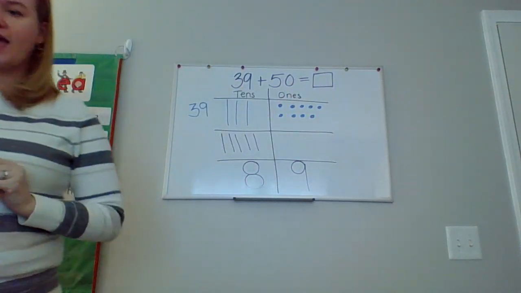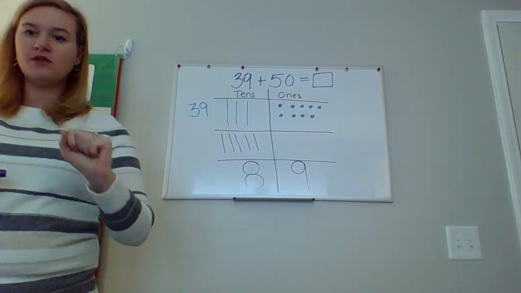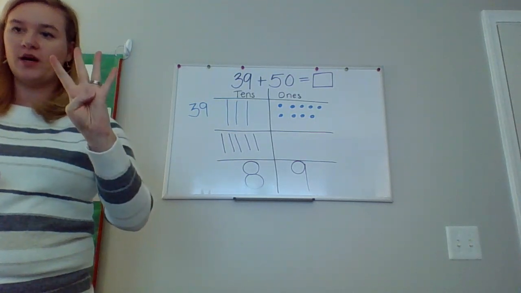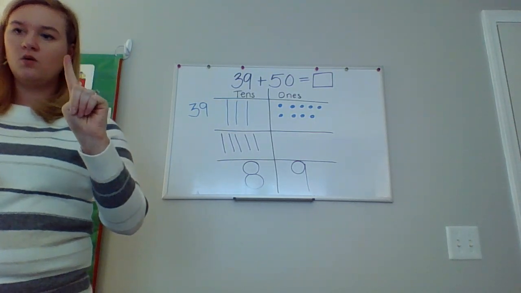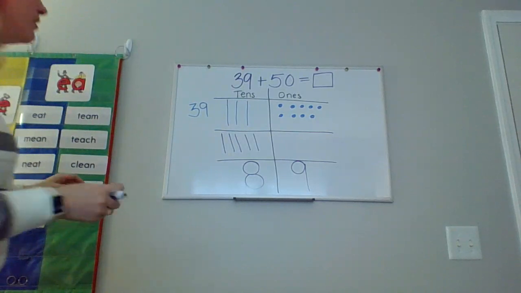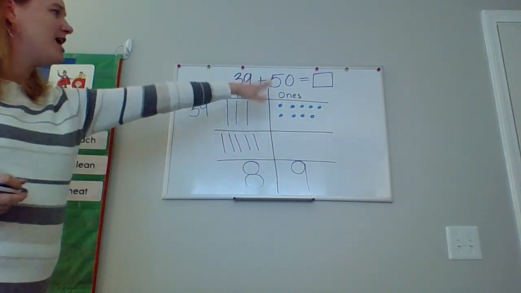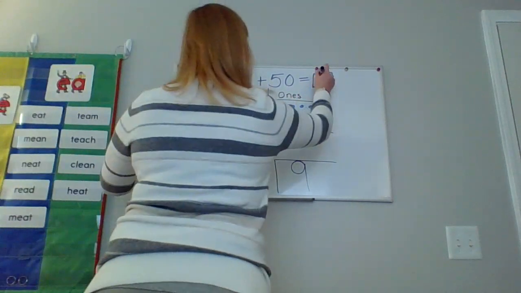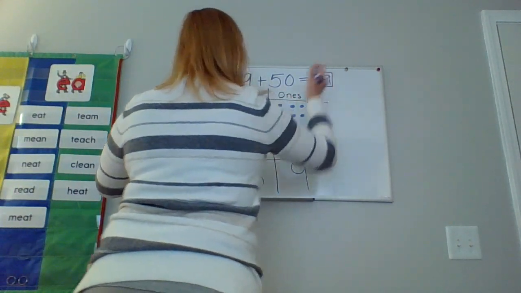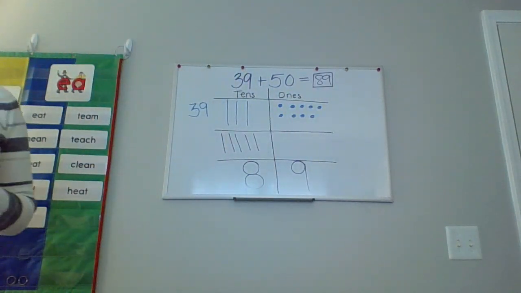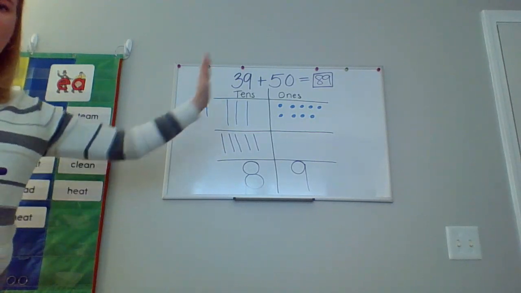Whoa, why are we still counting? I need friends to mute themselves in 5, 4, 3, 2, 1. Okay. So we have 89. 39 plus 50 is 89. Okay. So do you see how I did that?